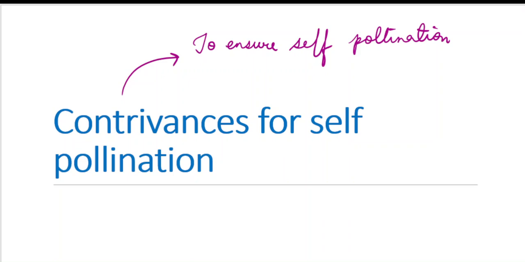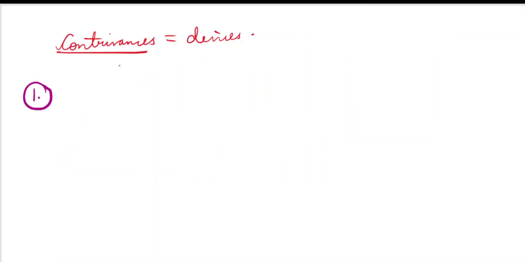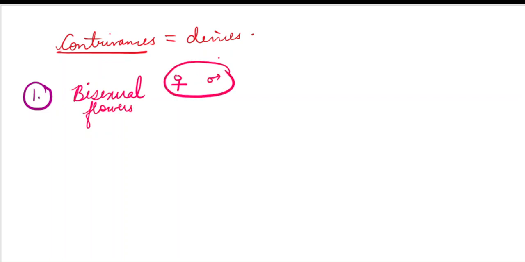Now what will ensure self-pollination? Self-pollination will be ensured by bisexual flowers. If the flower is bisexual, meaning it has both female and male reproductive parts, then they will undergo self-pollination. Next point is that if a flower is a kind of homogamy, meaning they are undergoing homogamy.